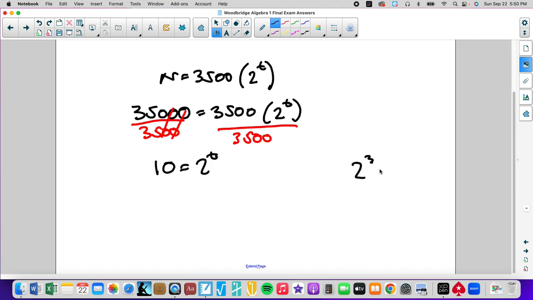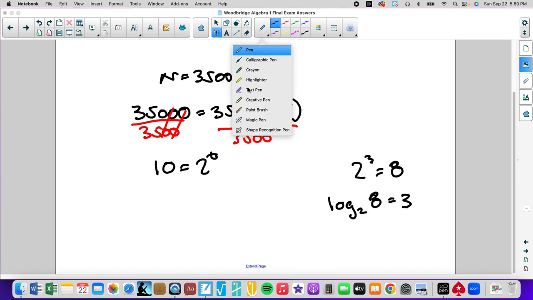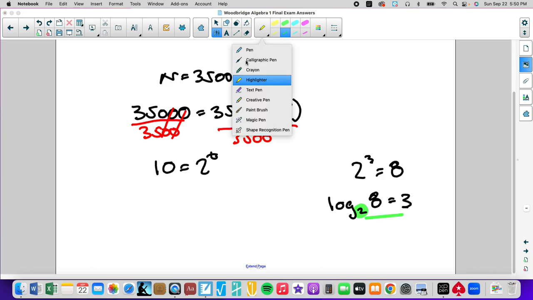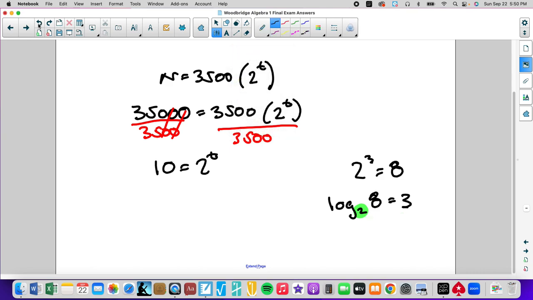Remember, 2 to the 3rd equals 8, and I can write that in log form. It would be log base 2 of 8 equals 3. Remember how I showed you in star testing that you start here and go around clockwise? That was a horrible drawing. We go around clockwise to this, and then it equals this. So 2 to the third equals 8. So this says log base 2 of 8 equals 3.